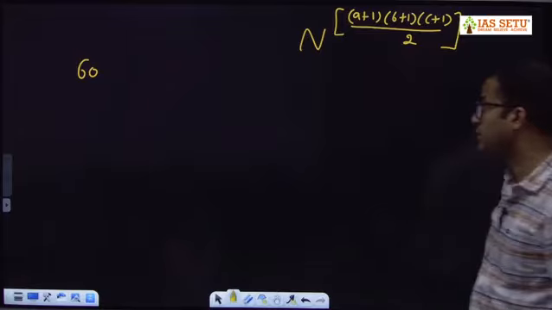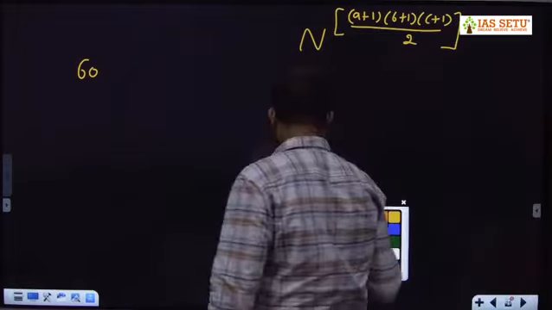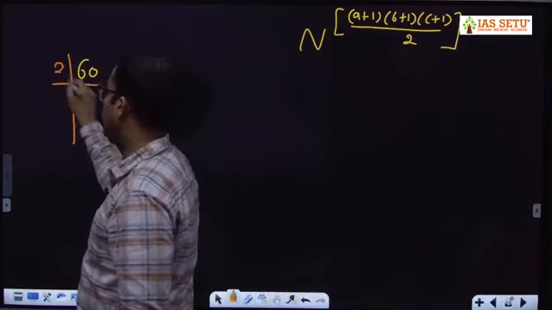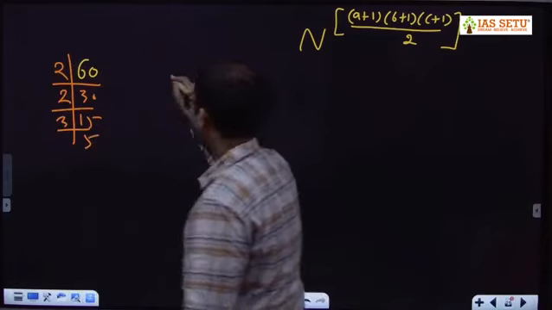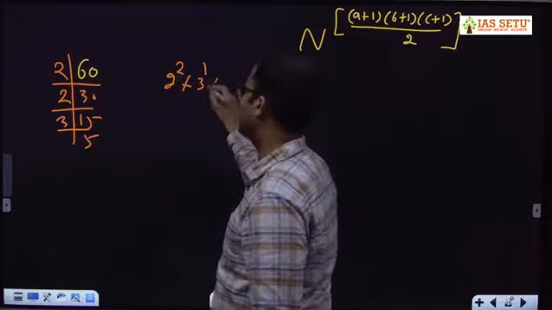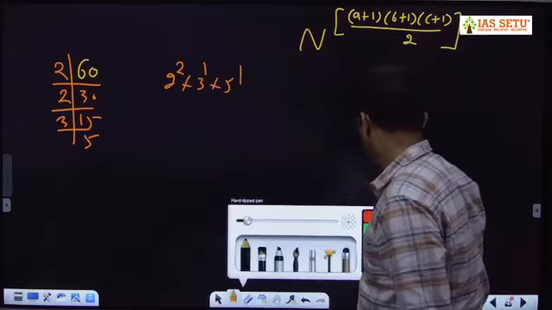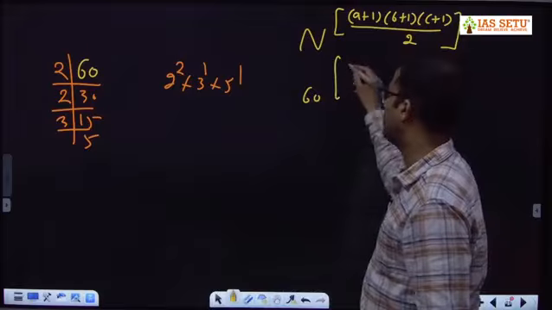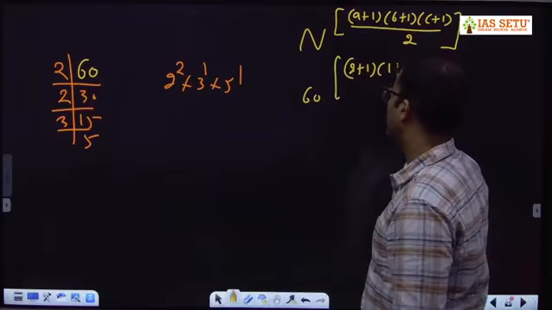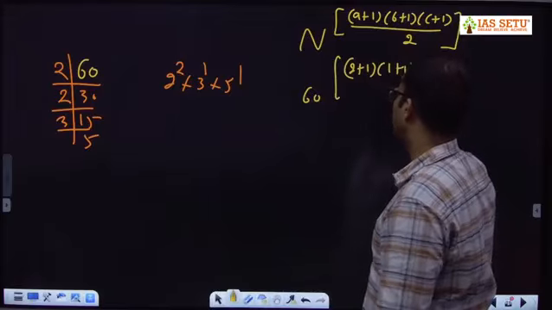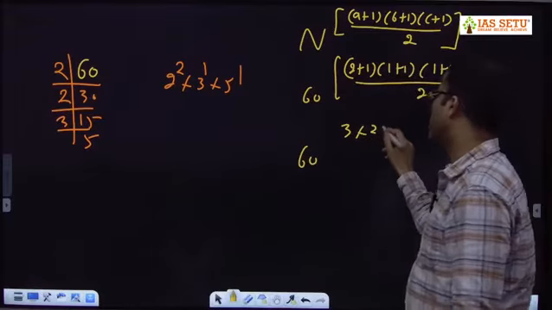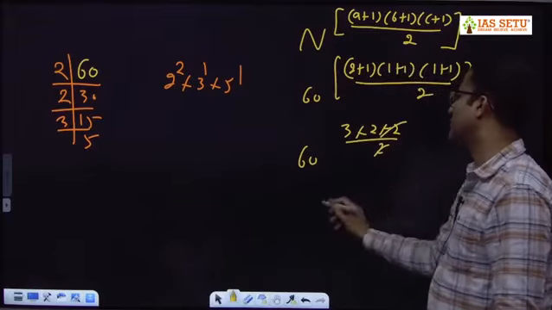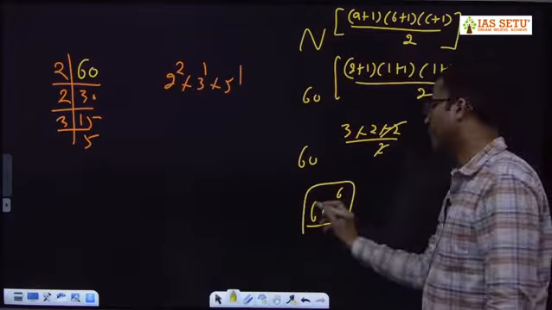What is your answer? 6 to the power 6. 2 common 30, 2 common 15, 3 common 5. It is 2 to the power 2 into 3 to the power 1 into 5 to the power 1. So according to our formula, 60 to the power (2 plus 1) into (1 plus 1) into (1 plus 1) divided by 2. So 60 to the power 3 into 2 into 2 divided by 2. 2 cancels, 6 to the power 6.